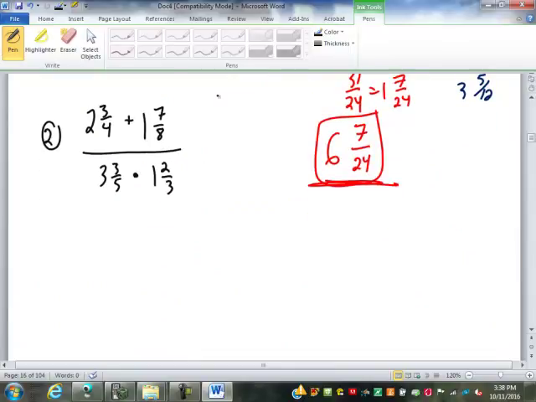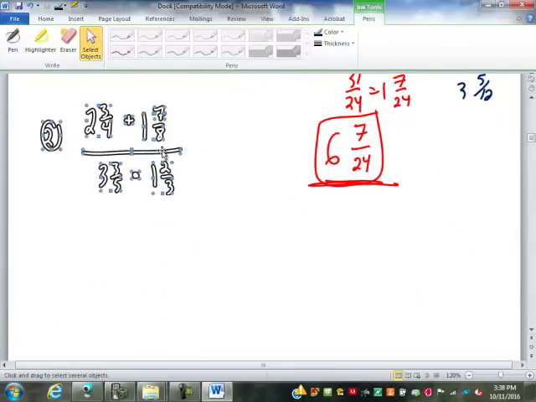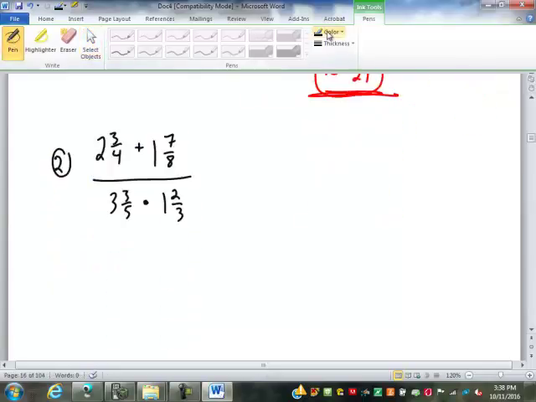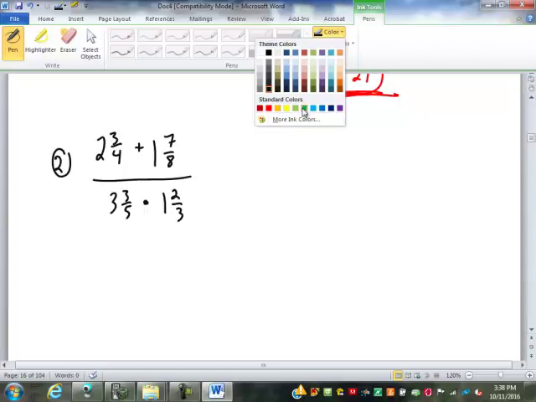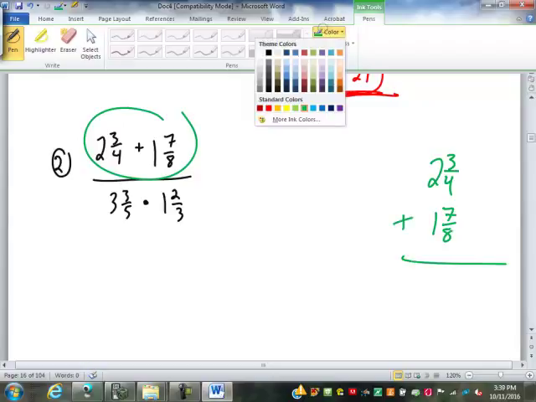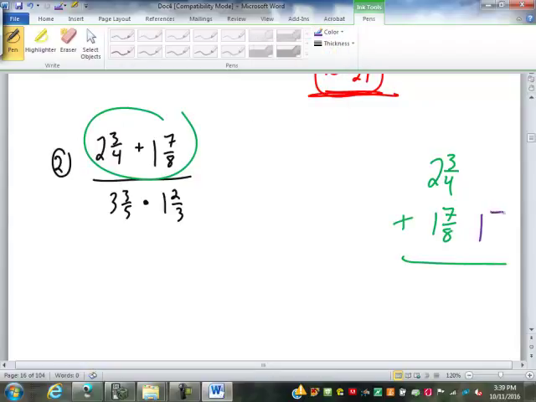So let's look at this one. Move it down a little ways here. There we go. Now that one is saying we have to do everything on top first, then do everything on bottom, and then divide. So on top, we have the 2 3/4 plus 1 7/8. Our common denominator is going to be the eighths. So the 1 7/8 will not change. 3/4 will become 6/8. 6 and 7 is 13/8, which is 1 5/8.